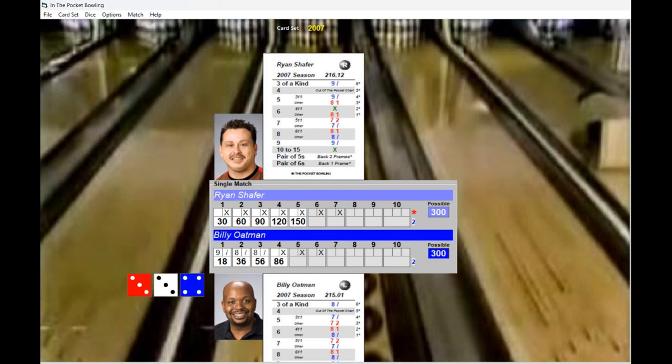Oatman throws a 3-3-4. He strikes. So he puts up a 116 right now through 5. Schaefer has 150 through 5 on 8. It was 4-1-2, and his run of strikes ends with a 7 and then a split. So he's at 163 through 7.